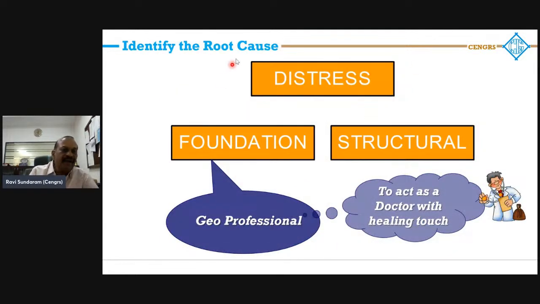Identifying the root cause of failure, that's important. The distress could be either due to the foundation, or it could be a structural problem. So if the problem is in the foundation, the geoprofessional comes into action, and what he has to do is to act as a doctor with a healing touch and resolve the problem.